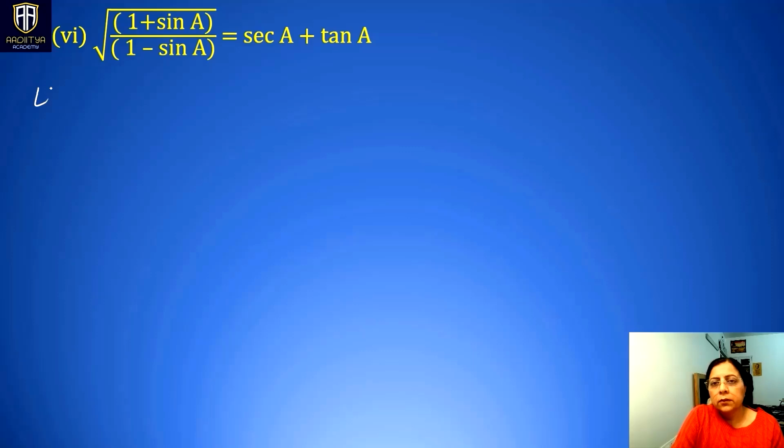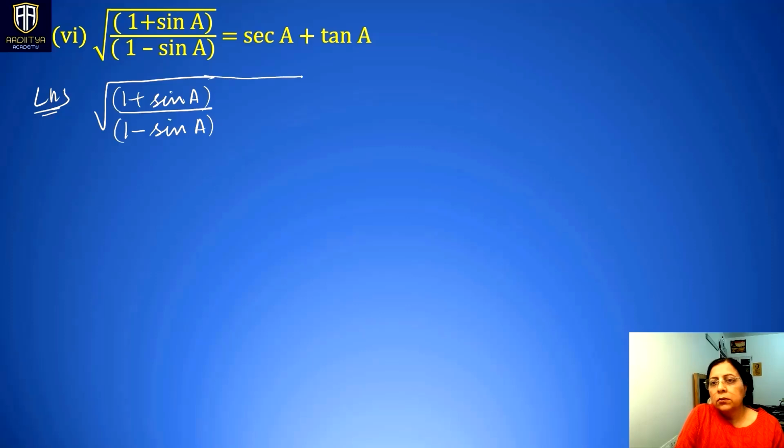Next is: LHS is square root of... These types of questions have a common need. Whenever they are under the root and these are binomial expressions, we always take the conjugates of these terms to simplify them. So I am multiplying the numerator and denominator by the conjugate of 1 minus sine A, which is 1 plus sine A, inside the root.